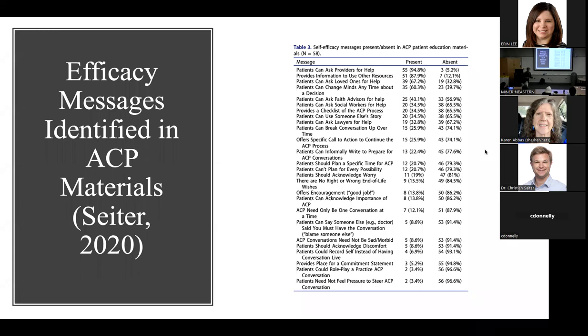So in general, I found kind of a lack of messages to increase self-efficacy in the patient education materials, which is kind of messed up. That's kind of the point of patient education materials. But there were a couple of things that I noted that some of them were more prominent. They can ask providers, right? I don't know how to do this. Can you explain what this means? They can ask for information to use other resources. They can ask their loved ones to help. To make things less scary, let them know that you can change your mind. Like, what you say here, you don't need to be held to it, right? I think that can be a challenge to starting the conversation, right?